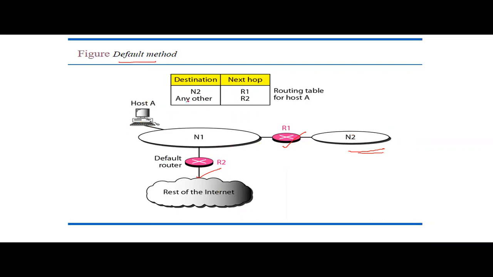Whenever we are sending packets from host A, which is connected to network 1, to network 2, in this case we use the router R1. So if the destination is N2, the next hop is R1. And if the destination is any other device on the internet apart from network 2, then we will be using router R2. So basically here, instead of listing all the other networks in the entire internet, we are just listing one entry.